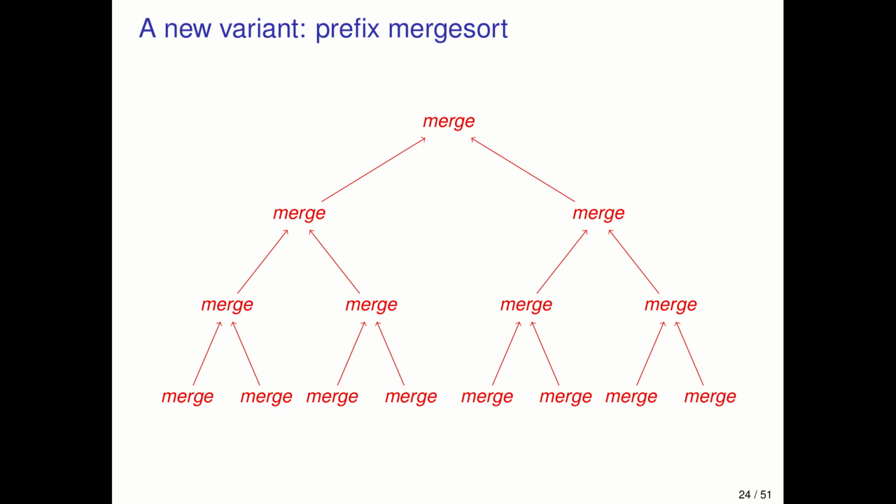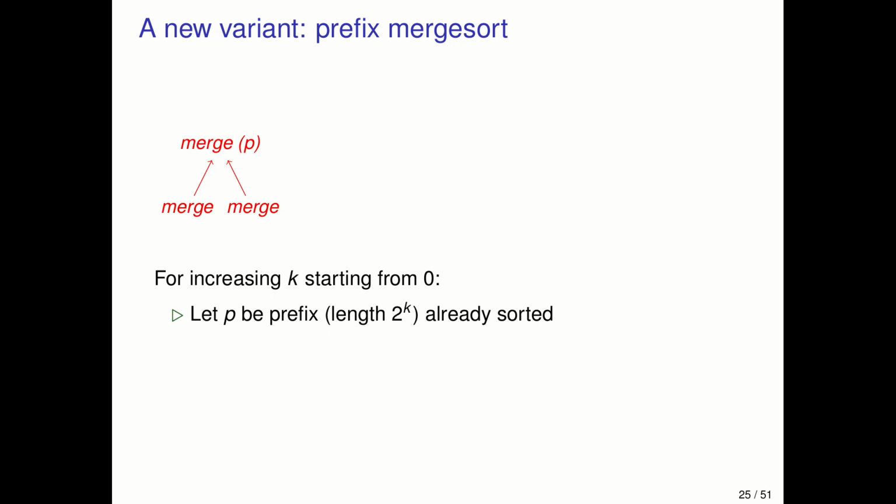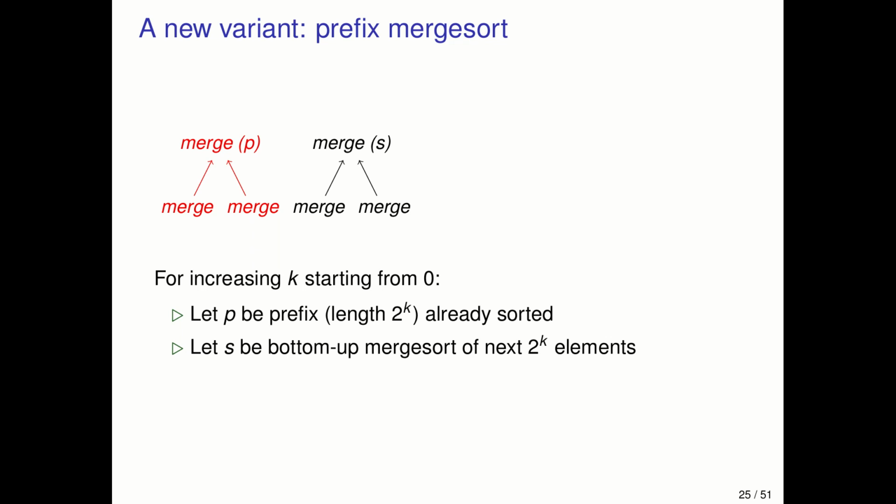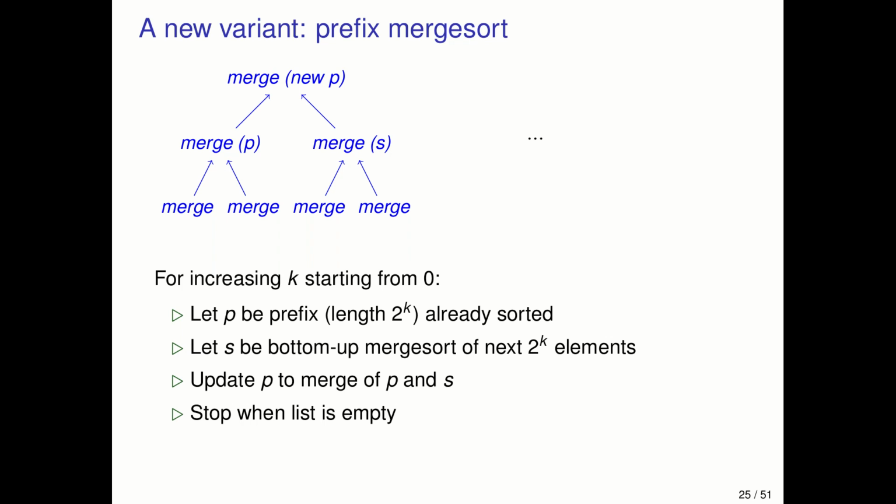Okay, so a little more specifically. So for increasing k, starting from 0, let p be the prefix of the list, going through the k, that you already sorted. So let's imagine we already sorted a piece of this. Now, go get the bottom-up merge sort of the next 2 to the k elements. Okay, and then merge those together to get your new p. Okay, and you stop when your list is empty. Okay, so in Haskell, you can write it like this.